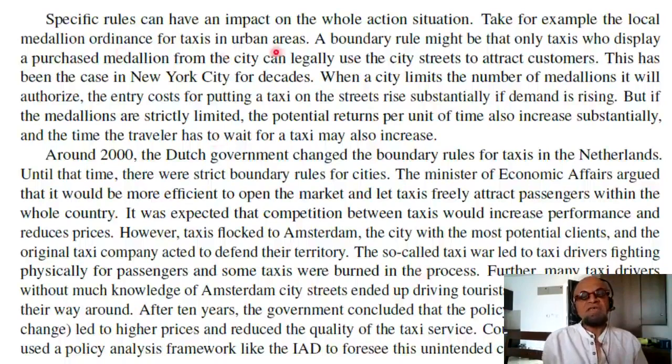So specific rules can have an impact on the whole action situation. Take for example the local medallion ordinance for taxis in urban areas. A boundary rule might be that only taxis who display a purchased medallion from the city can legally use the city streets to attract customers. This was the case before ride hailing systems like Uber and Ola, but even Uber and Ola carry some label on them, not necessarily always. This has been the case in New York City for decades.